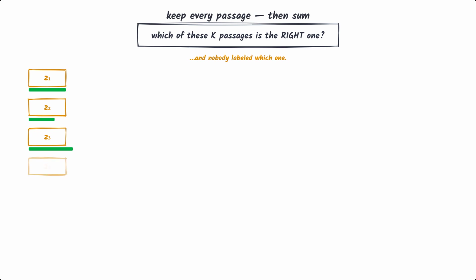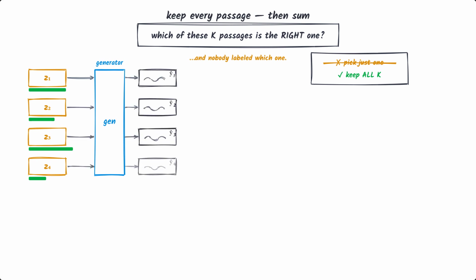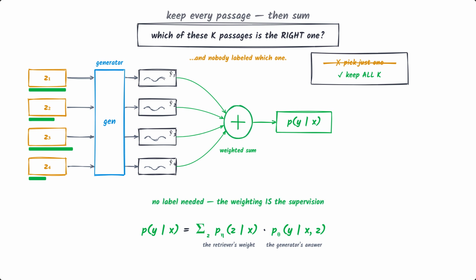The clever part is how it uses those passages. It doesn't pick one, because nobody labeled which document is the right one. The training data never says use document 3. So instead, RAG treats the retrieved document as a latent variable and marginalizes over it. It runs the generator against all K passages and blends their answers, weighting each by how relevant the retriever thought that passage was. And here's the beautiful bit. That weighting is exactly what teaches the retriever what's worth fetching, purely from whether it helped the generator get the answer right. No retrieval labels needed, ever.